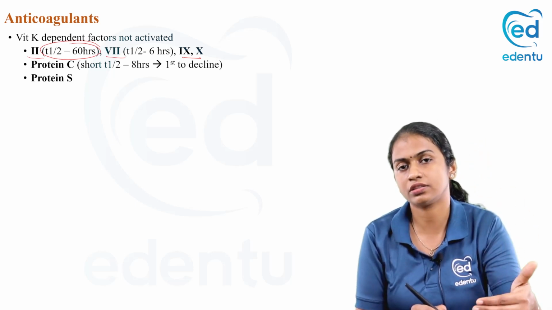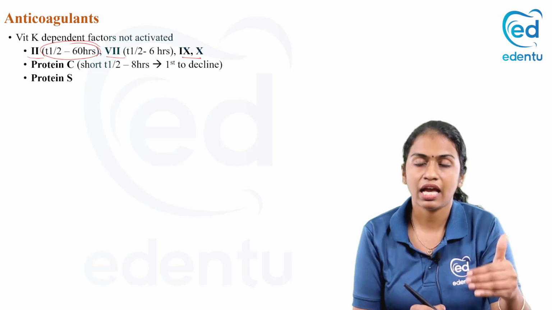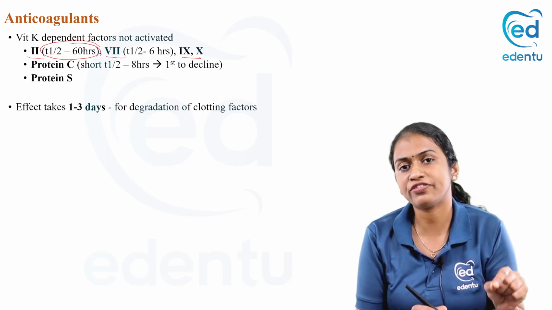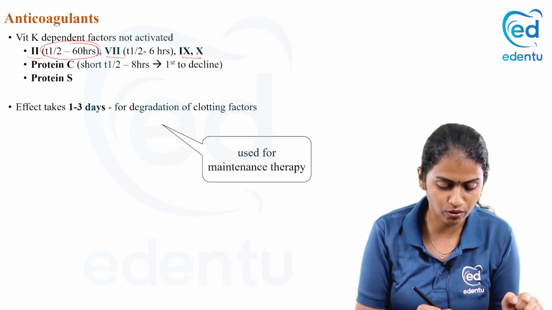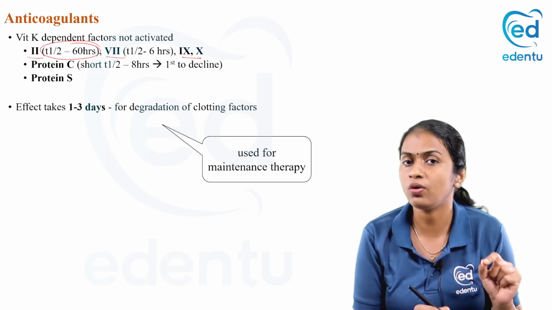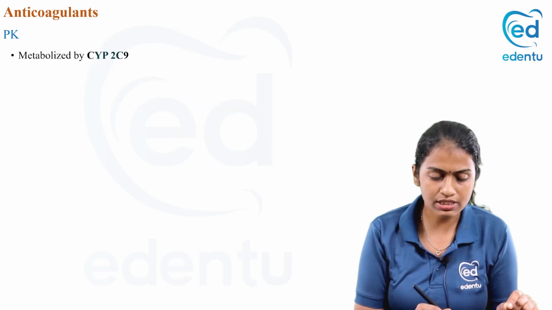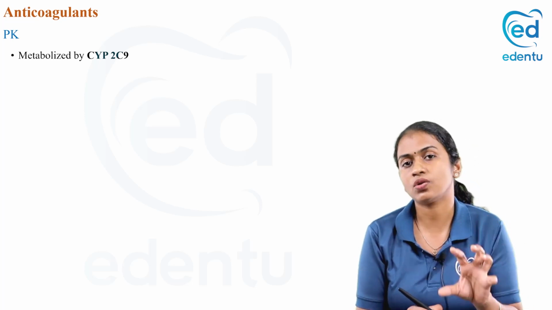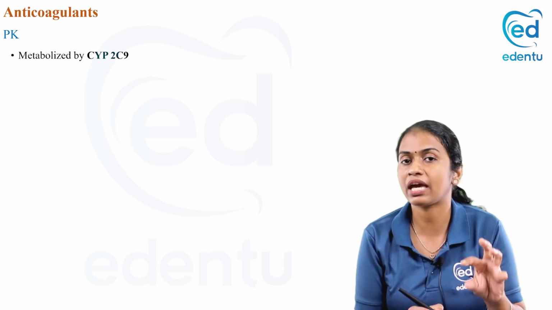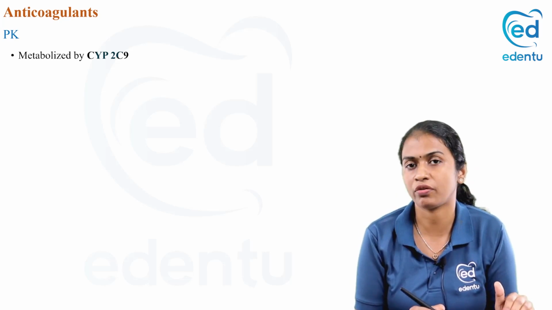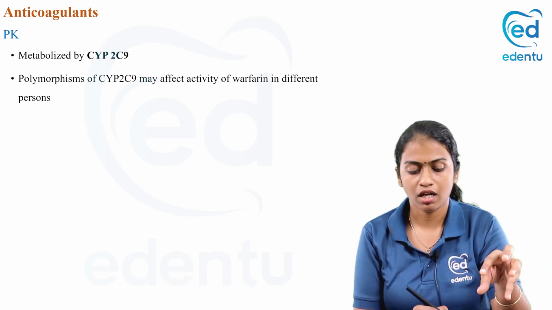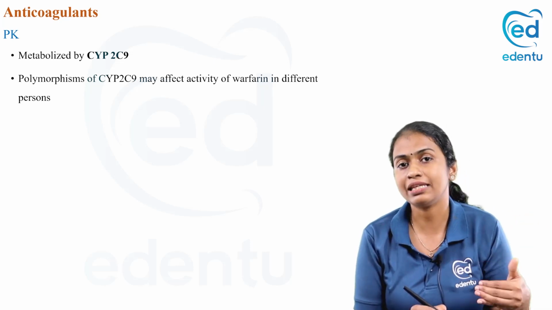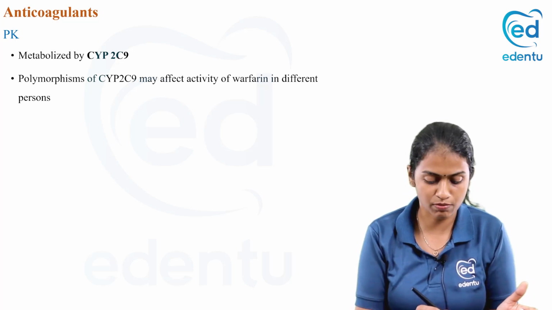Other than these clotting factors, it also inhibits protein C as well as protein S activation. So, the whole effect takes 1 to 3 days for degradation of clotting factors. That is the reason why we use it for maintenance therapy. What is the pharmacokinetics? It is metabolized by CYP2C9. So, variations in this enzyme can alter the metabolism of warfarin. Plus, warfarin is a drug with numerous drug interactions. Both enzyme inducers and inhibitors can alter warfarin metabolism.